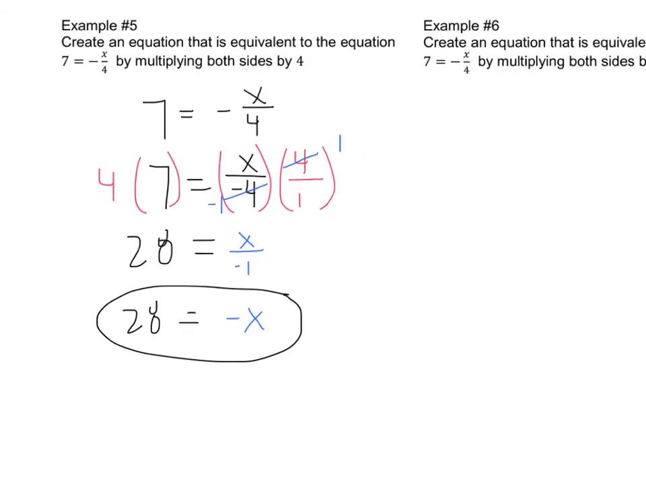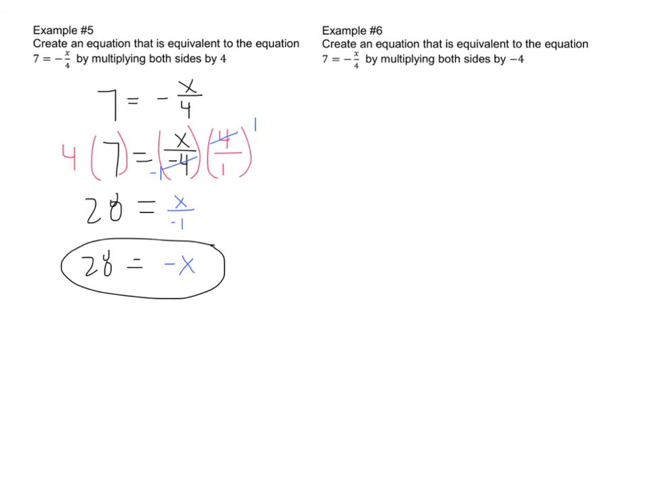I want you to do the next one. I want you to pause the video and see if you can create an equivalent equation to 7 is equal to negative x over 4, and this time multiply by negative 4, and see what you get. Go ahead and pause and do that.